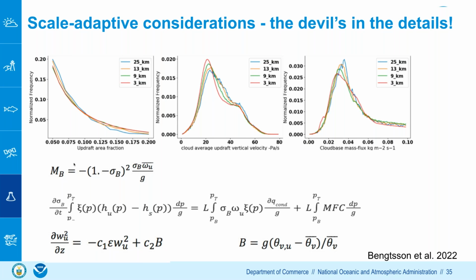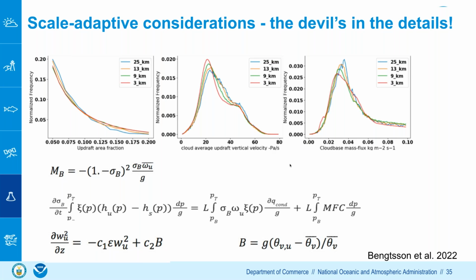In our new formulation, the mass flux at cloud base is constituted by this kind of scaling as well, but also the area fraction times the updraft velocity. And the updraft velocity itself is scale adaptive because of this buoyancy term in the formulation. So if we break down the cloud-base mass flux in terms of updraft vertical velocity and updraft area fraction, it's perhaps more so the scale adaptiveness of the updraft velocity that plays a role in the scale adaptive nature of the cloud-base mass flux.